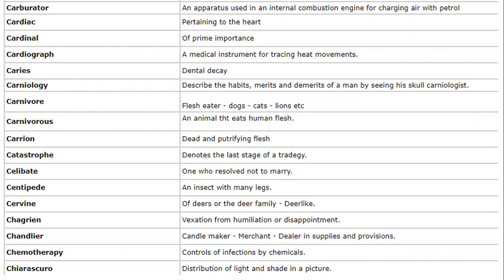Then cardiac, pertaining to the heart. Then carburetor, an apparatus used in the internal combustion engine for charging petrol. Then one more, cardinal, of prime importance. Cardiograph, the medical instrument for tracing heart movements. Caries, dental decay. Craniology, describing the habits, beliefs, and merits of man by seeing his skull.